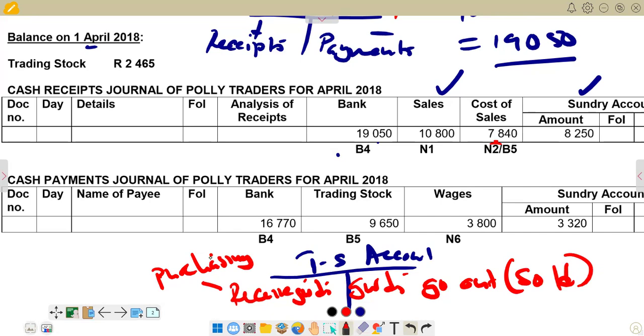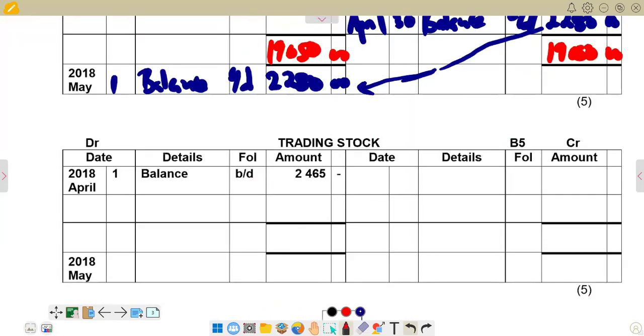So we come here and on the credit side, we are saying the date is April. Remember our date is 30. And on details, we are saying cost of sales. Then remember we are taking this figure from the cash receipts journal. And then the amount that we have there is 7,840.